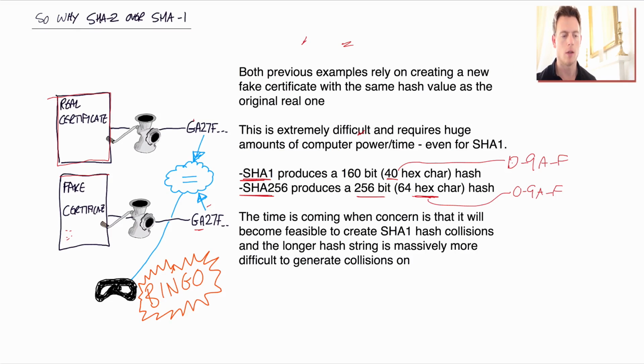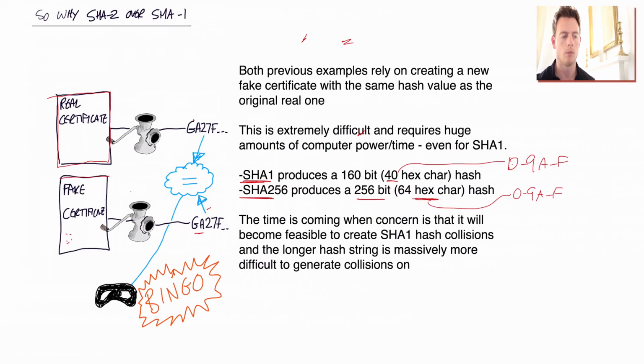But the concern is that as computing power is on the up, the cost of computing power is coming down, that it's only a matter of time before organised crime, it's still a few years out yet, but before organised crime syndicates and all these kind of nasty organisations can actually create SHA-1 hash collisions on a fairly regular basis. And so SHA-2, it basically comes down to the fact that SHA-256 is so much incredibly more difficult to generate this collision for than SHA-1.